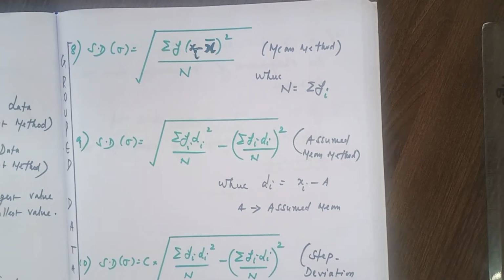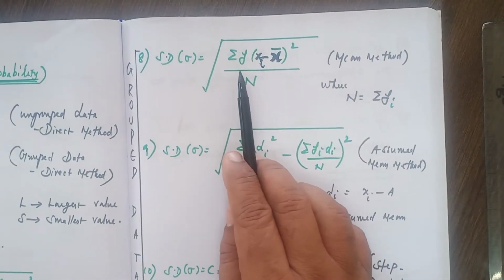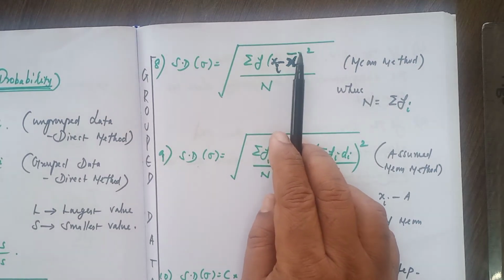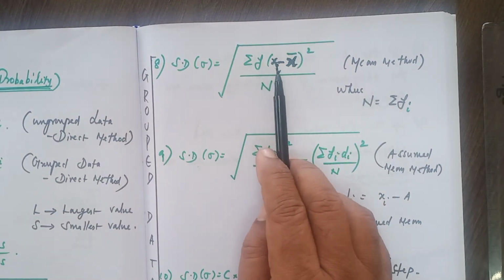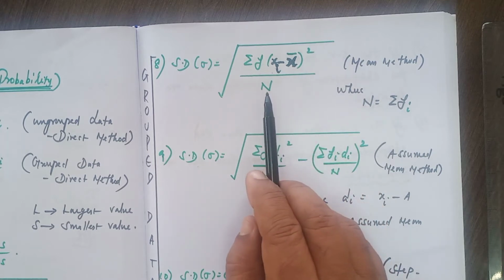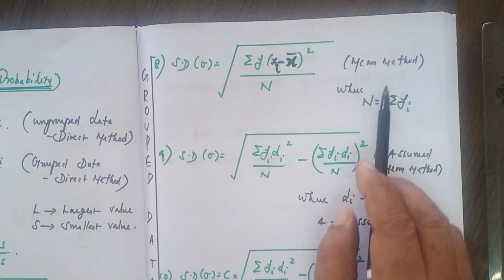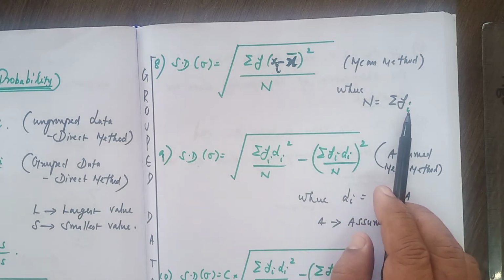First one, square root of sigma f of xi minus x bar the whole square divided by n. That is the mean method, where capital N, that is equal to sigma fi.